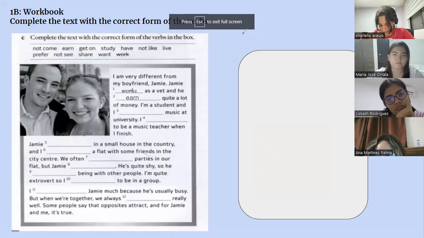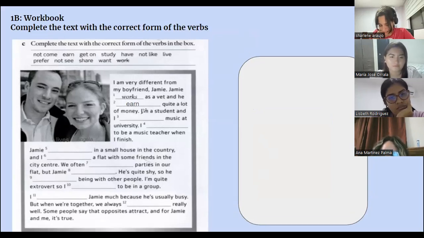Let's keep reading. This is where we are. I'm a student. I am a student and I study music at university. Good. So that would be study, right? She studies music at the university.